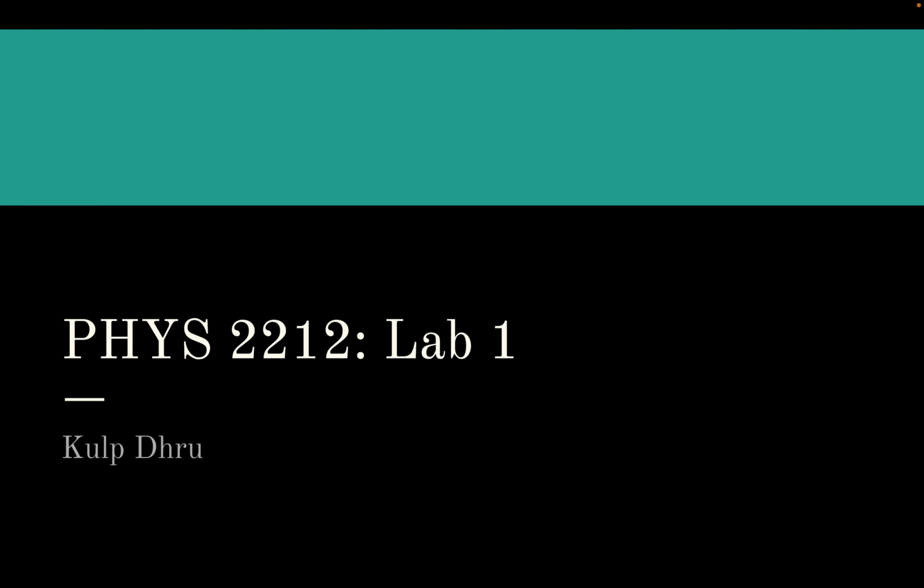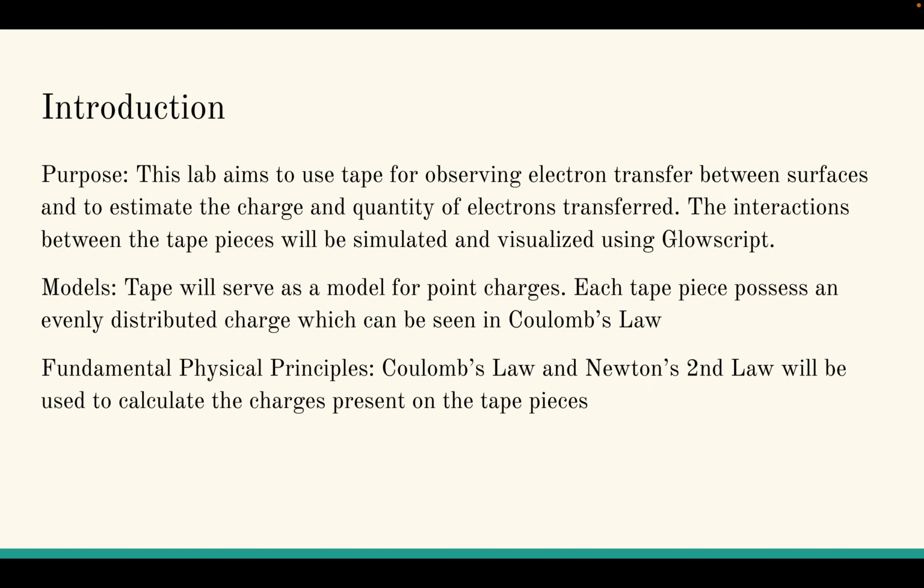This presentation focuses on the charge tapes experiment, a fundamental aspect of our course learning objectives. In this lab, we will be using tape as a model for point charges for observing electron transfer between surfaces, as well as to estimate the charge and quantity of electrons transferred. All the interactions between tape pieces will be simulated and visualized using the GlowScript program. It is worth mentioning that each tape piece possesses an evenly distributed charge.